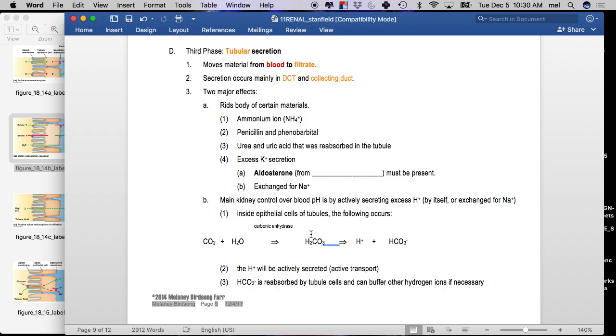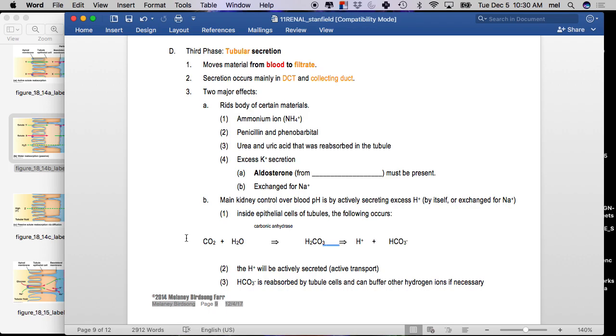Okay, so here's what happens. Yet again, one more place in the body, we are going to do this equation and shift it to the right. This is going to happen inside the tubule cells. I'm going to take carbon dioxide and shift it to the right to make H+ and HCO3 minus. But now the kidney can decide what to do with each one of those, right? If your blood pH was slightly acidic, what would you do with the H+? Which tube would you put it into? The tubule, so you pee it out, right?